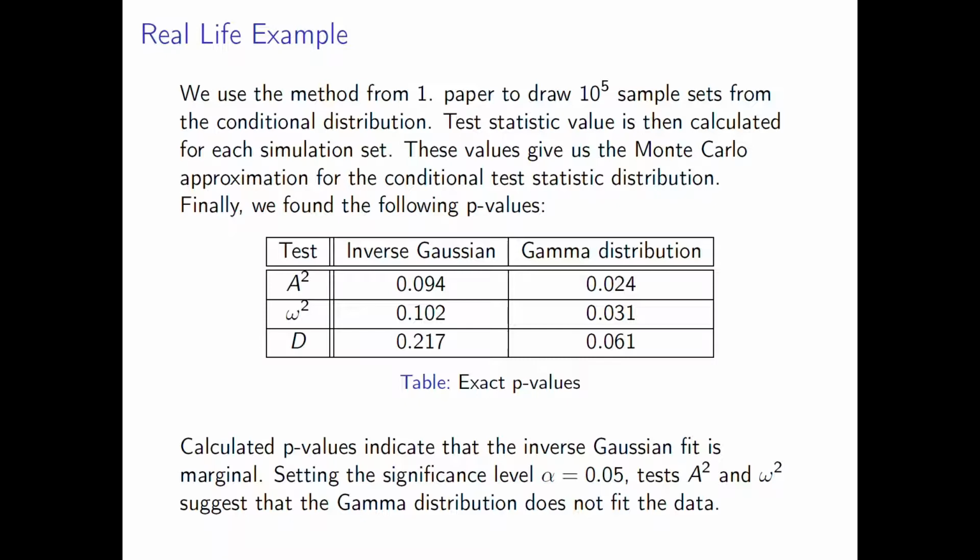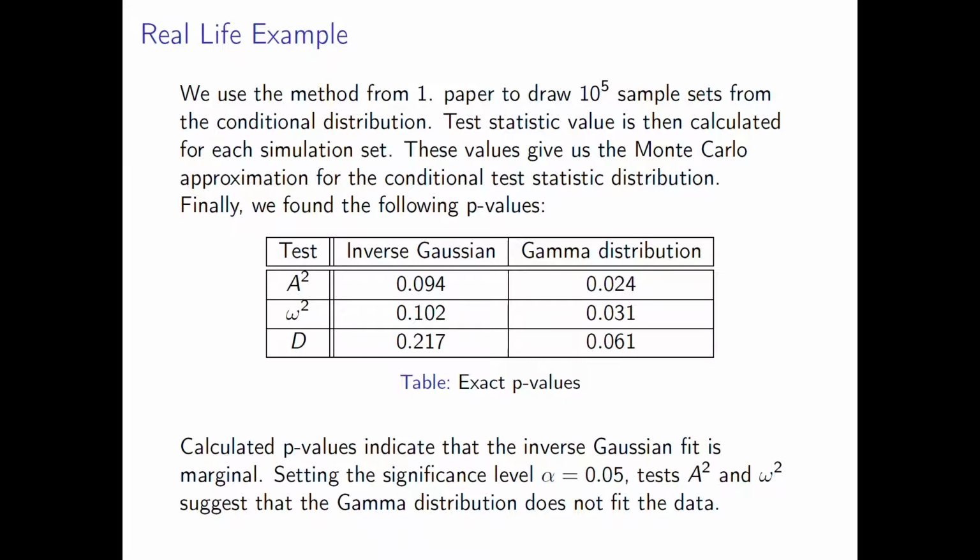We also calculate the test statistic values for the actual given data set, and we compare how this test value compares in the test statistic distribution, and this gives us the p-value. We can see that the p-values are quite small for the gamma distribution case. If we set the significance level to be 0.05, we could reject the null hypothesis for the first two test statistics, so for the Anderson-Darling and the Cramer-von Mises tests.